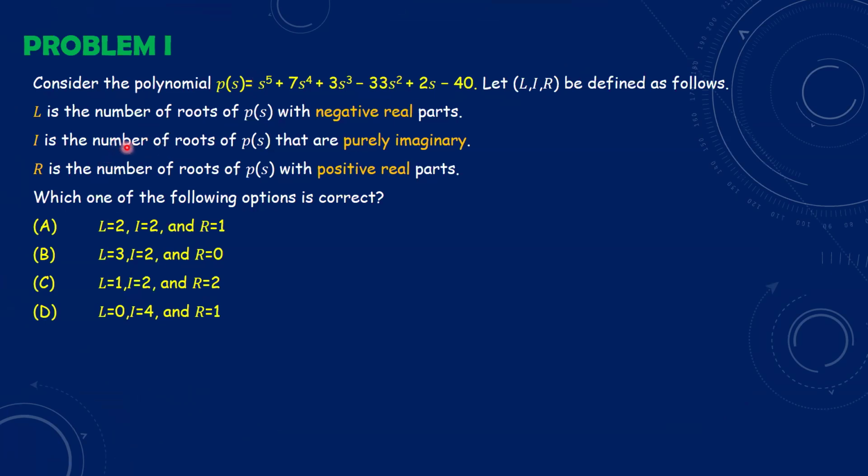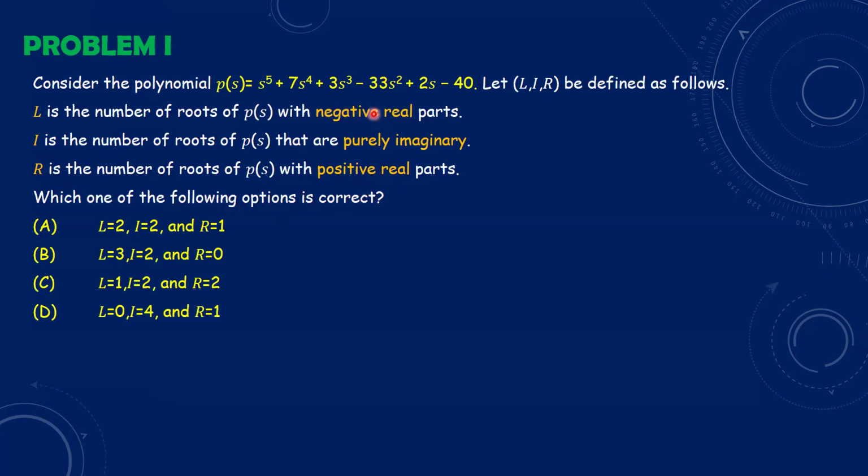So this problem is taken from the topic Routh Hurwitz Criterion. First, let me read out the problem. Consider the polynomial, a higher degree polynomial is given. Let L, I and R be defined as follows, where L is the number of roots with negative real parts, I is the number of roots that are purely imaginary, and R is the number of roots with positive real parts. Which one of the following options is correct?